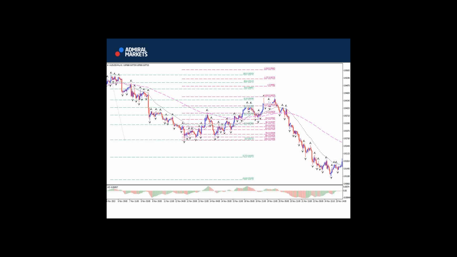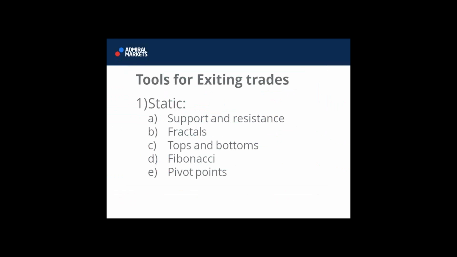So fractals are good, but they pose two problems: an exit too early and an exit too late when the fractal is really far away from price. If you can avoid these problems occasionally, they are, I think, pretty useful. But what I do is not use them too early. All right, so let's take a look at the others.